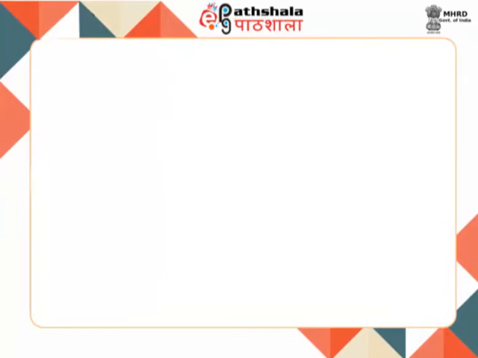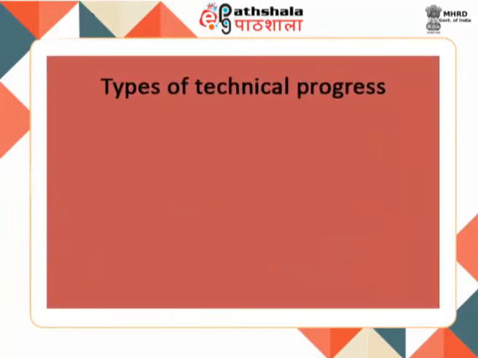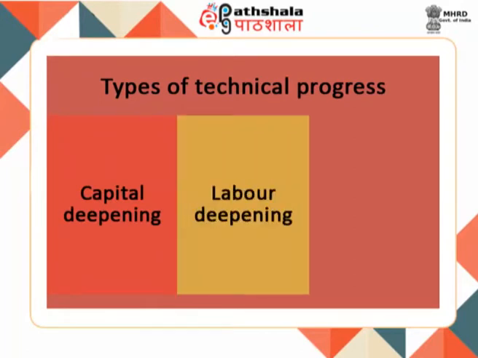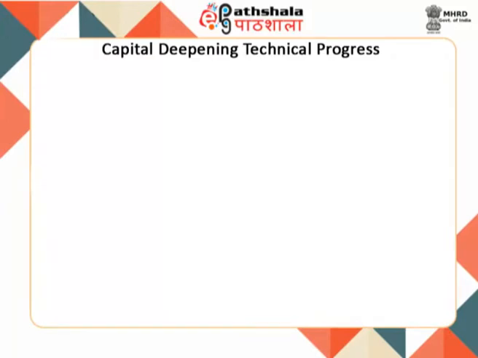There are three different types of technical progress observed in production. 1. Capital deepening. 2. Labor deepening. And 3. Neutral technical progress. Let us now start with capital deepening technical progress.